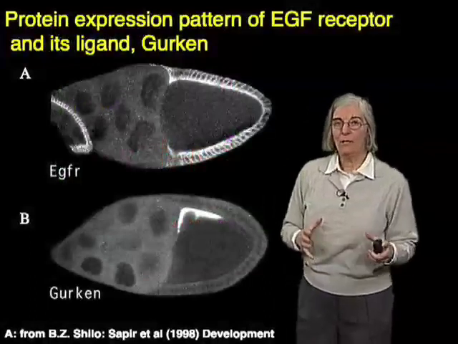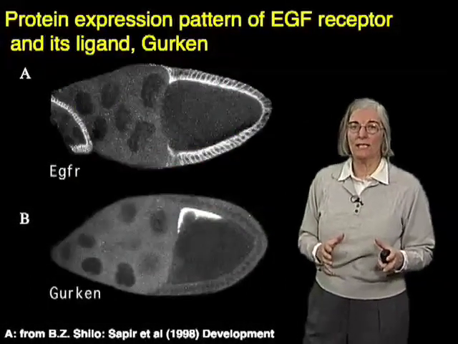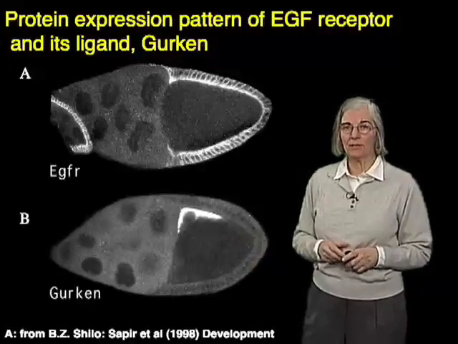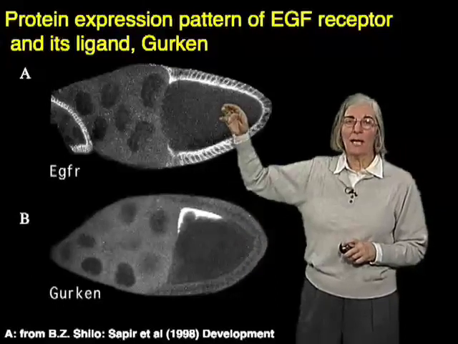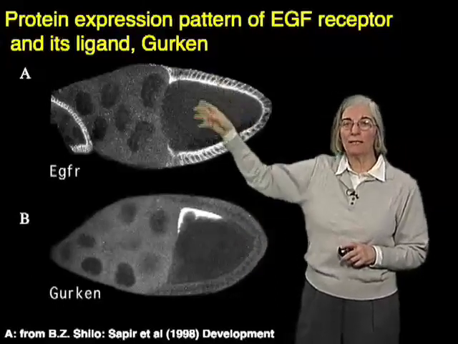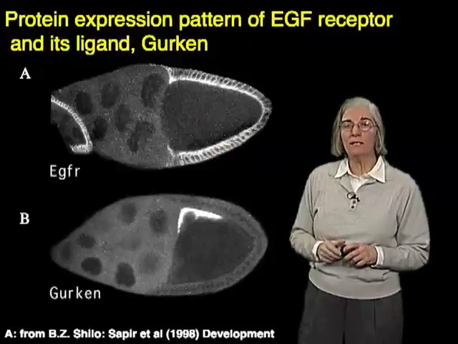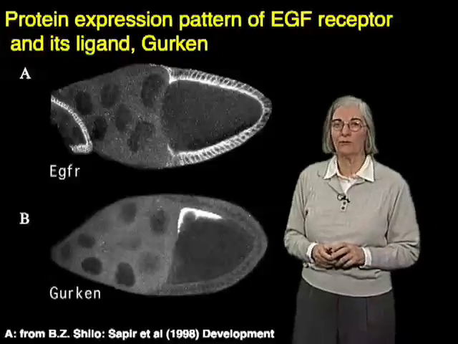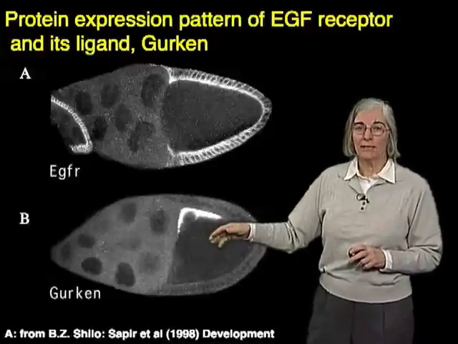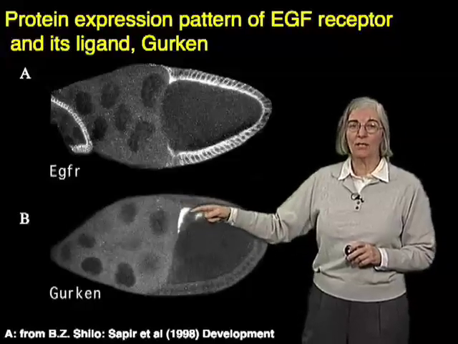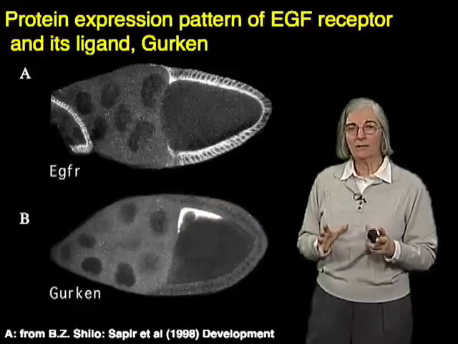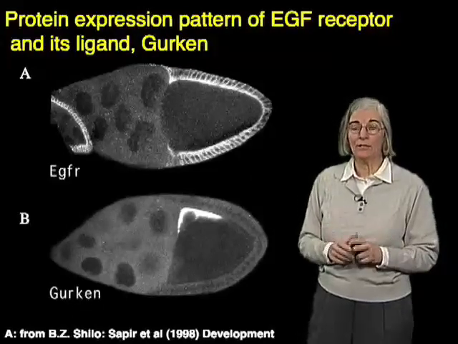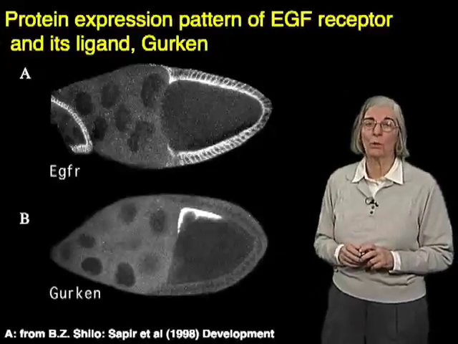Very excitingly, when we looked at the protein distribution of these two genes, we found that the Gurken protein accumulates very asymmetrically within the oocyte. So here on the upper panel, you see the expression pattern of the EGF receptor, which is expressed in the follicle cells. It's expressed in all follicle cells, dorsal follicle cells, as well as ventral follicle cells. Gurken, on the other hand, you can see accumulates here in a very restricted part of the egg chamber. It's just found at this stage in the dorsal anterior corner of the oocyte, close to the oocyte nucleus.